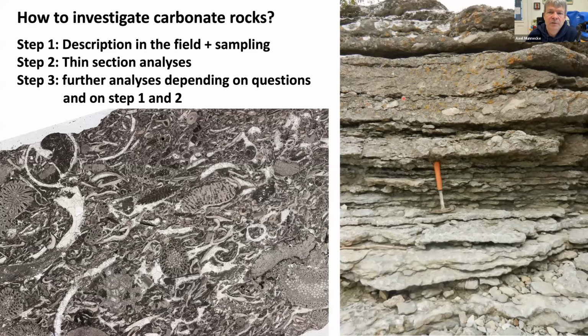So, how do we investigate carbonate rocks normally? So we have a research question, or even better, a hypothesis, and then we go into the field, sample our section, make thin sections, have a look at the thin sections, and then we decide based on the questions and hypothesis and based on step 1 and 2 how to proceed and which other methods should be used. Now, this is an example from my beloved island Gotland, and the thin section is actually from exactly this section.